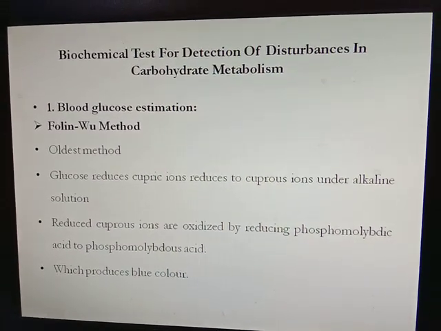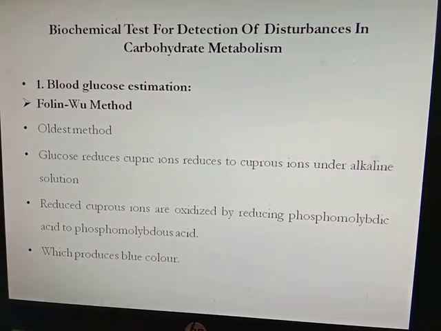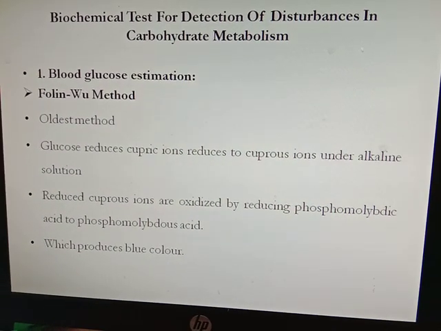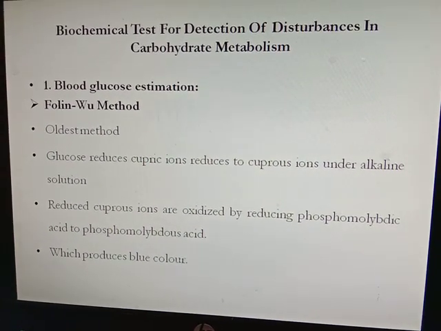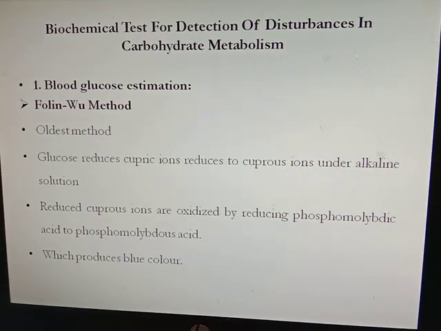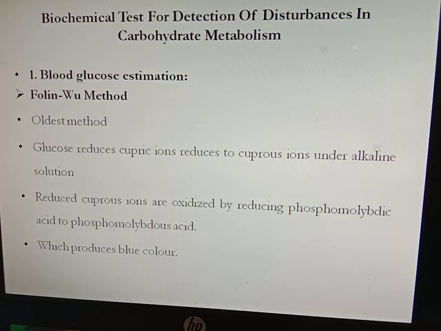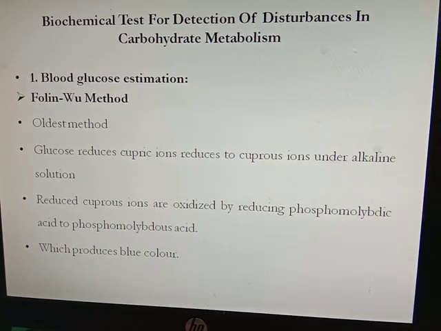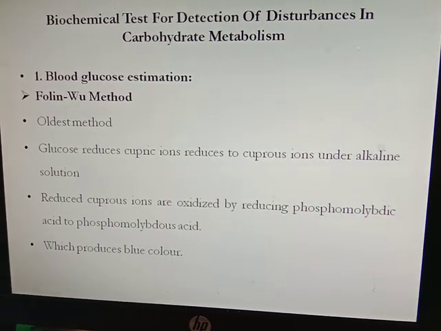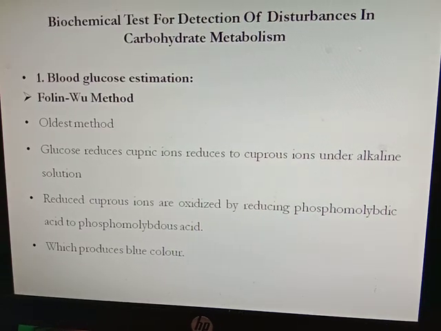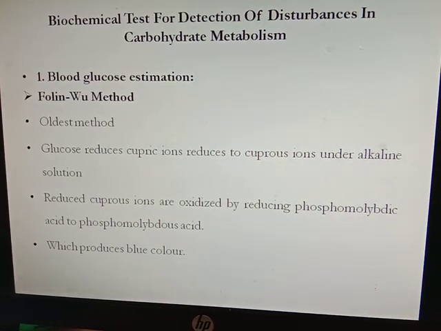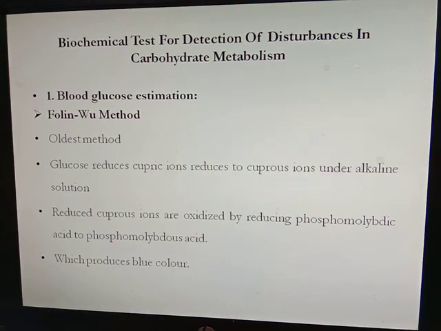So as we know, glucose is a reducing sugar. So glucose reduces cupric ions to cuprous ions under alkaline solution. Then these cuprous ions reduce phosphomolybdic acid to form phosphomolybdous acid. This phosphomolybdous acid produces the blue color.